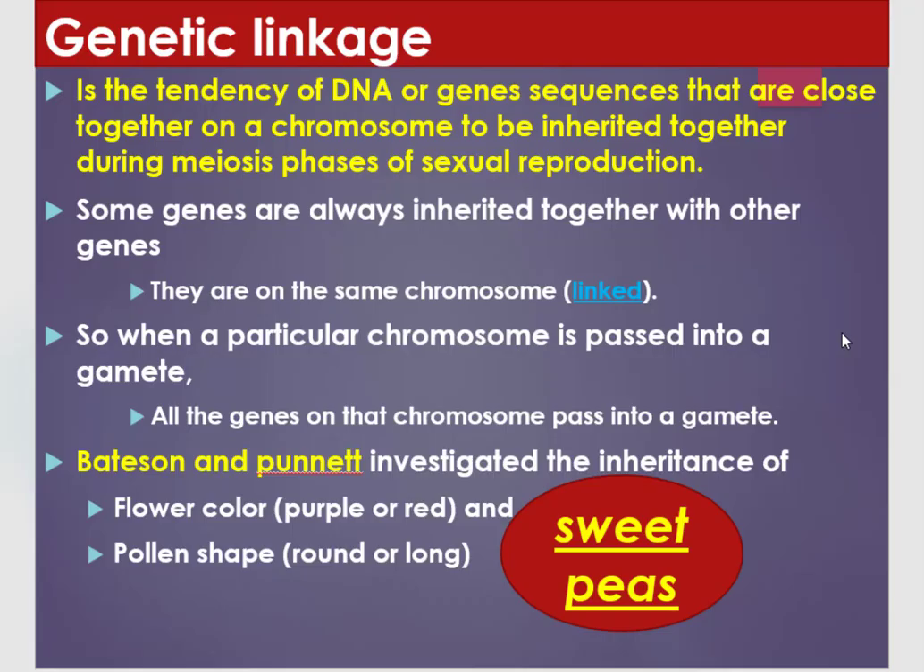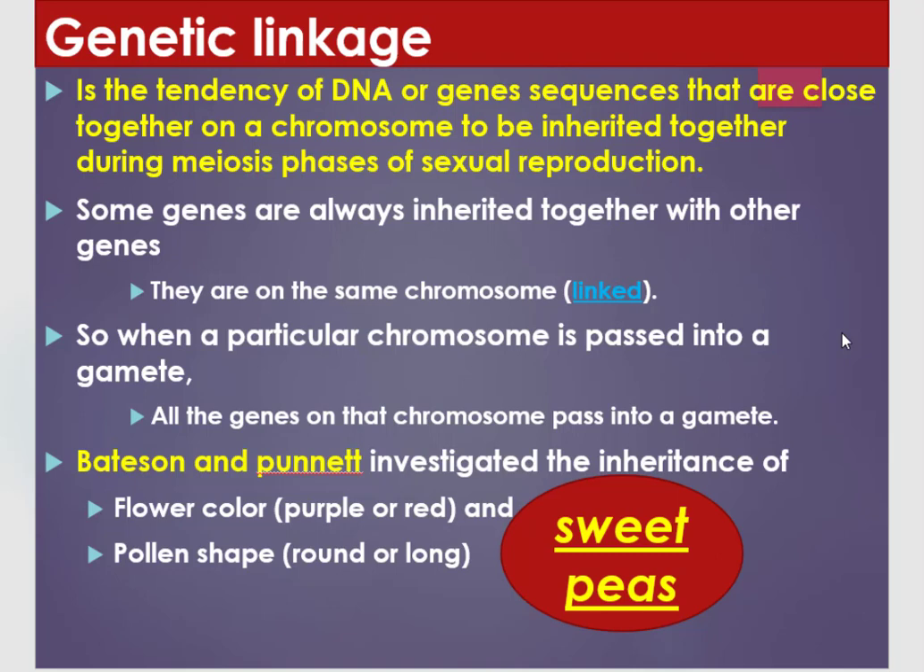What is genetic linkage? Genetic linkage is the tendency of DNA or gene sequences that are close together on a chromosome to be inherited together during the meiosis phases of sexual reproduction. Some genes are always inherited together with other genes because they are on the same chromosome, or they are linked. So, when this particular chromosome is passed into a gamete, all the genes on that chromosome can also pass into that gamete.